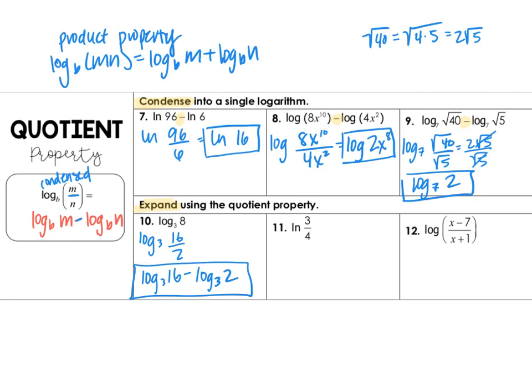Number 11, we have natural log 3 over 4. So we can expand that to be natural log 3 minus natural log 4. And then in number 12, we have log of x minus 7 over x plus 1. So we can expand that to be log of x minus 7 minus log of x plus 1.